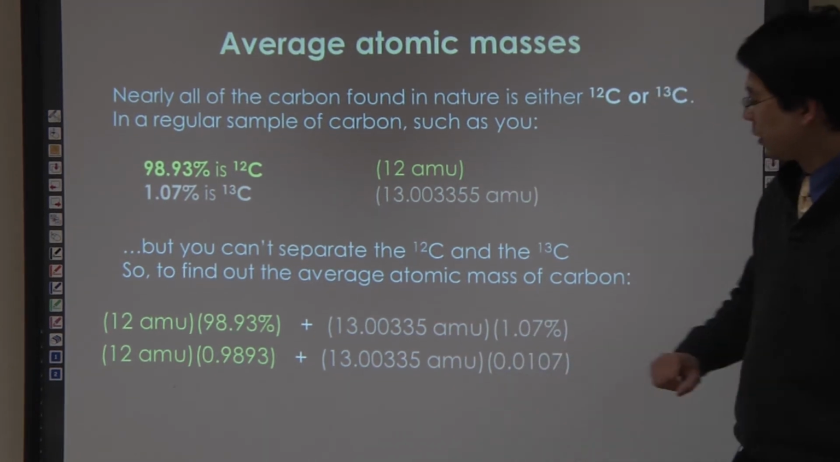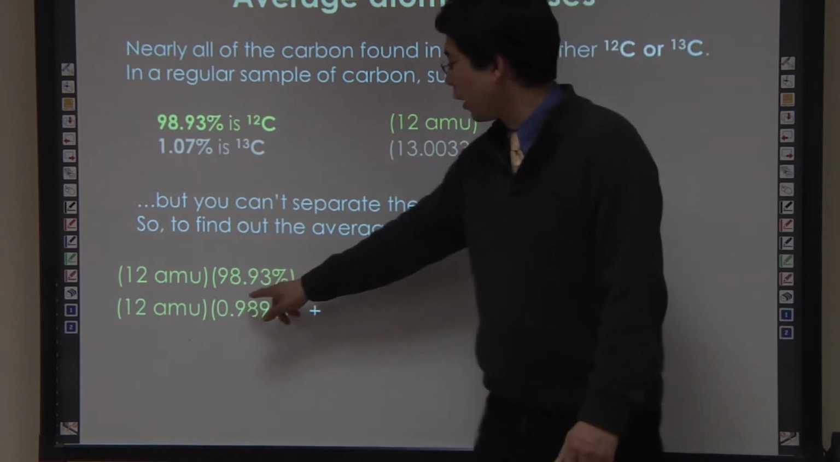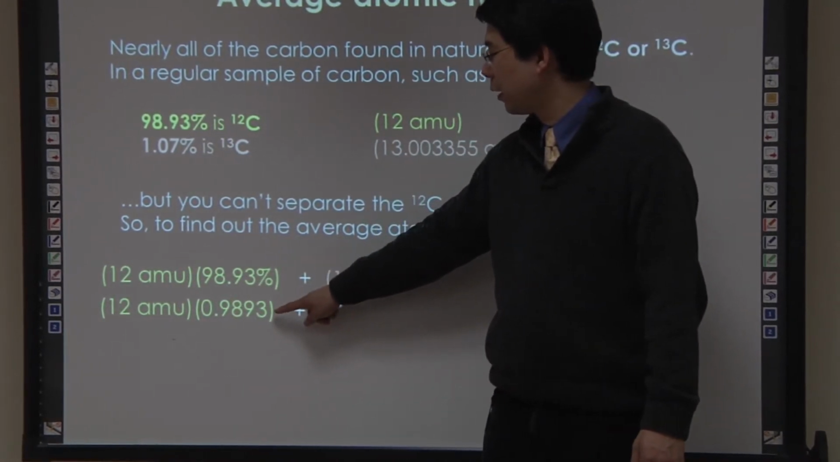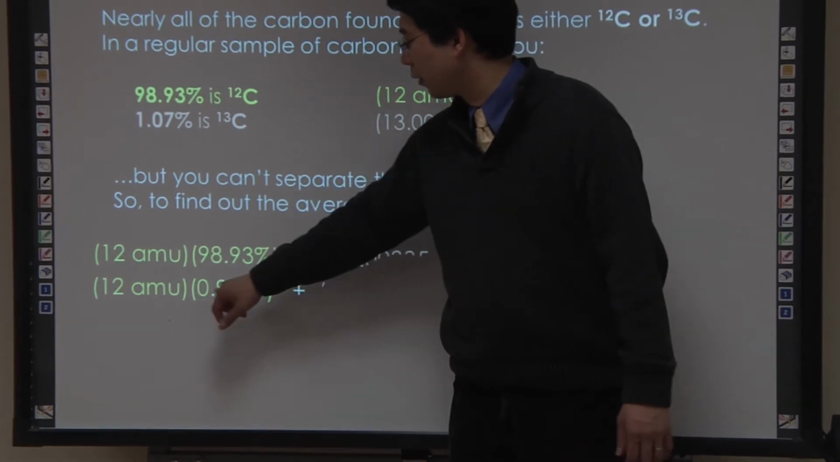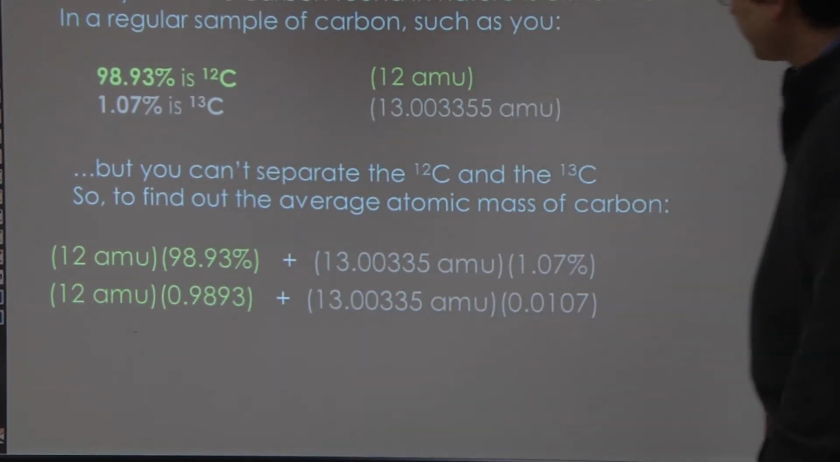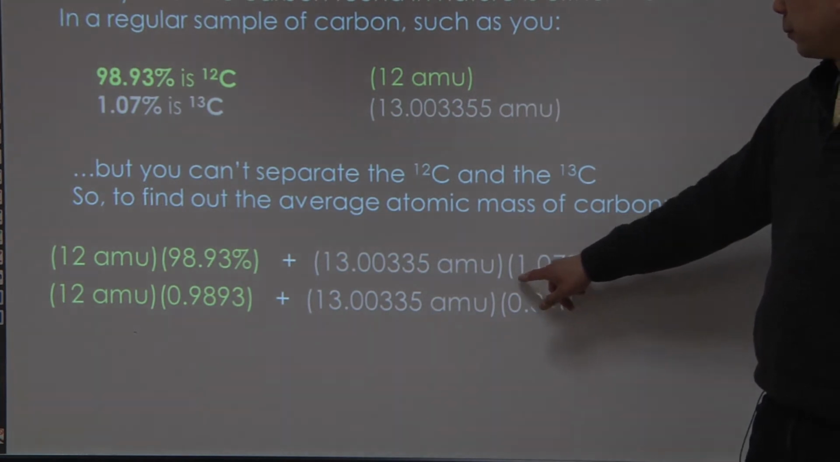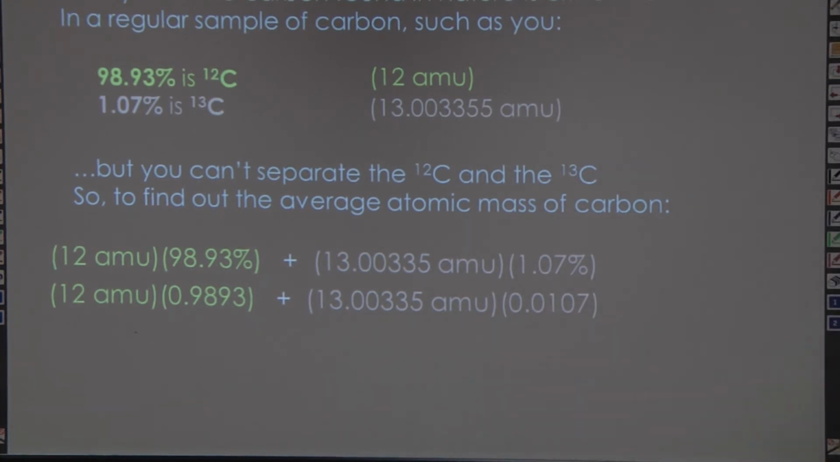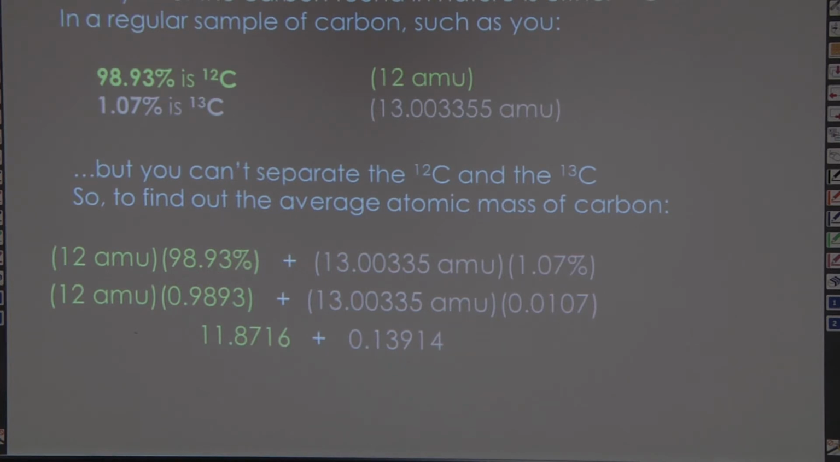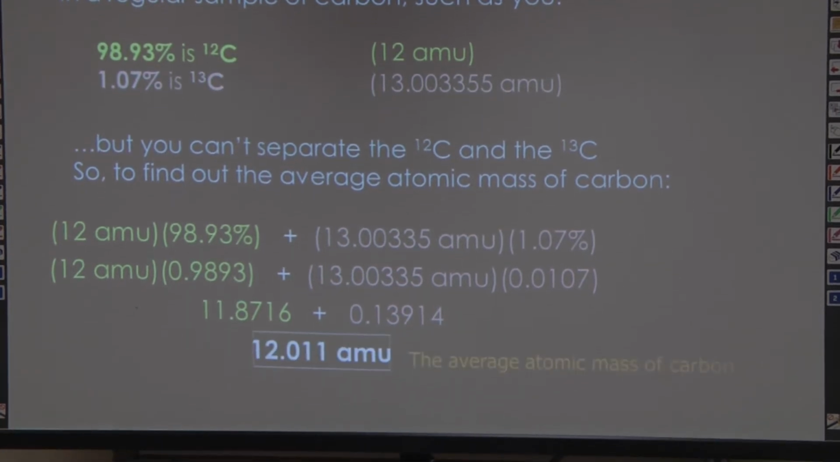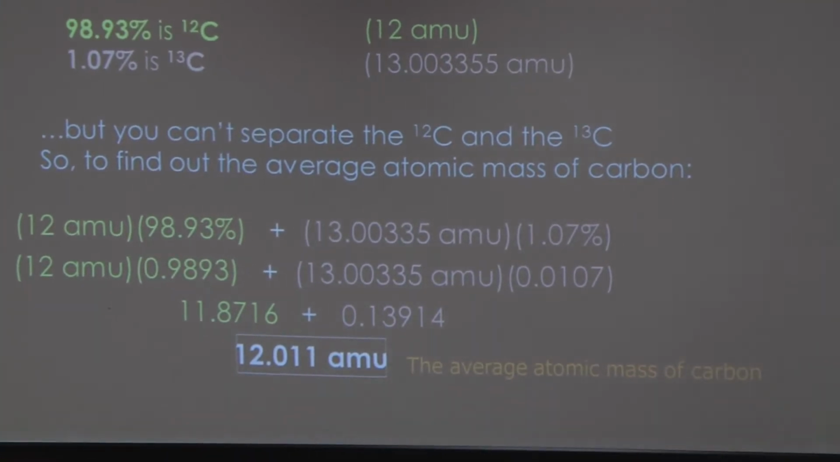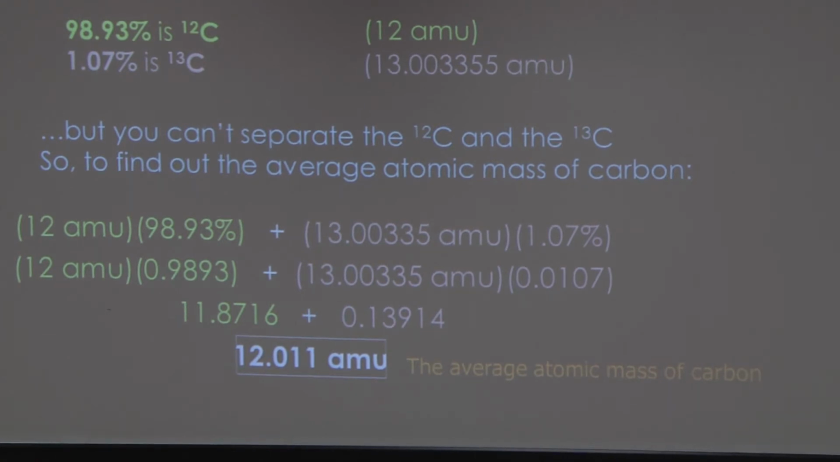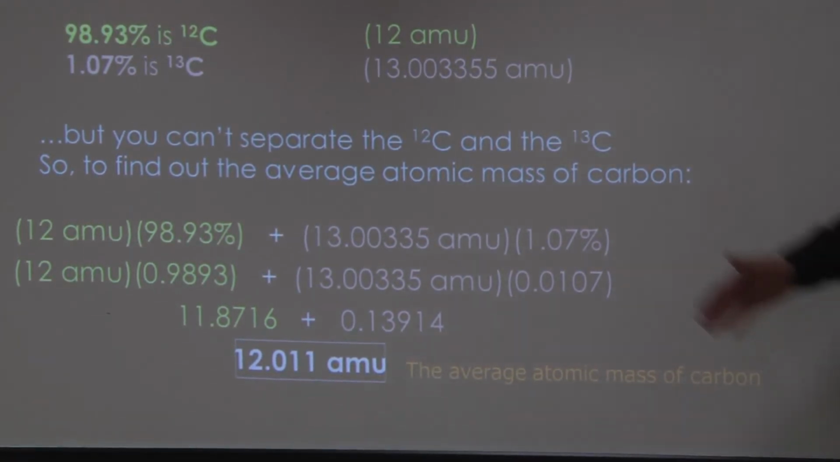And that's a mistake that students often make, because they say, oh, okay, I look over here at the 9893, and to get to here, I basically just get rid of the decimal place, or put the whole number behind the decimal place. Here, if you put the whole number behind the decimal place, you're only dividing by 10. You need a leading 0 here. Right, so it's 0.0107. When we do the math, we get 11.8716 plus 0.13914. And you add that together, and you do indeed get 12.011 AMU, which is, according to the periodic table, the average atomic mass of carbon. So what you would do is basically take a weighted average here.